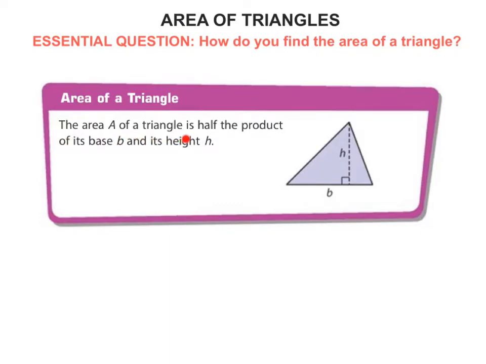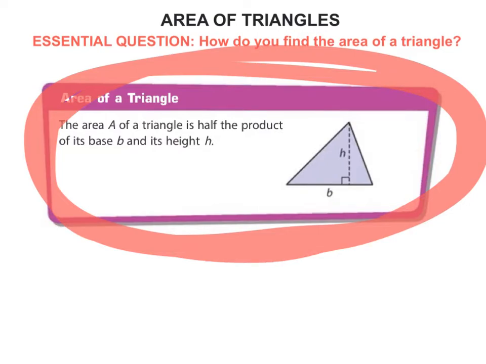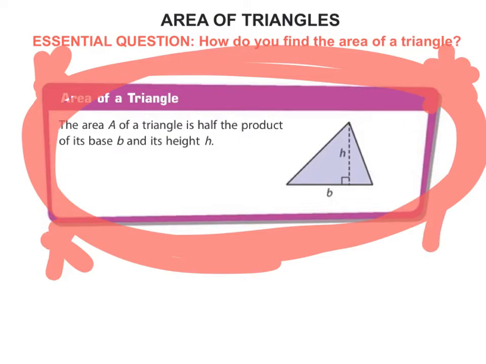The area of a triangle is half the product. Once again, product means to multiply, of its base, which is represented by B, and its height, which is represented by H. We have just a picture here. The base is usually running along the bottom, and the height is a line that runs perpendicular from the base to the vertex opposite. This is super important, so we need to make sure that we remember this, copy it, learn it, live it. This is super duper important.